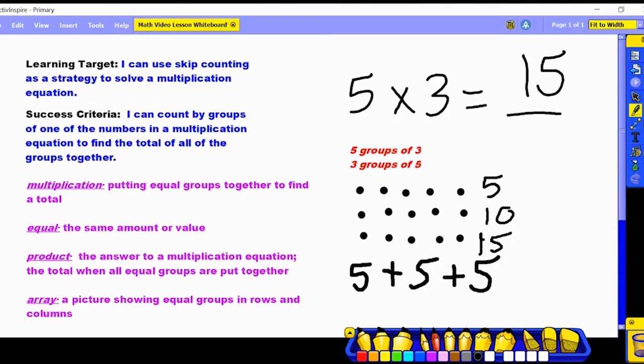I was mentioning that there's a pattern when you count by 5s, so I just want to point that out. If I were to keep going, maybe you can see the pattern. Make some room down here.